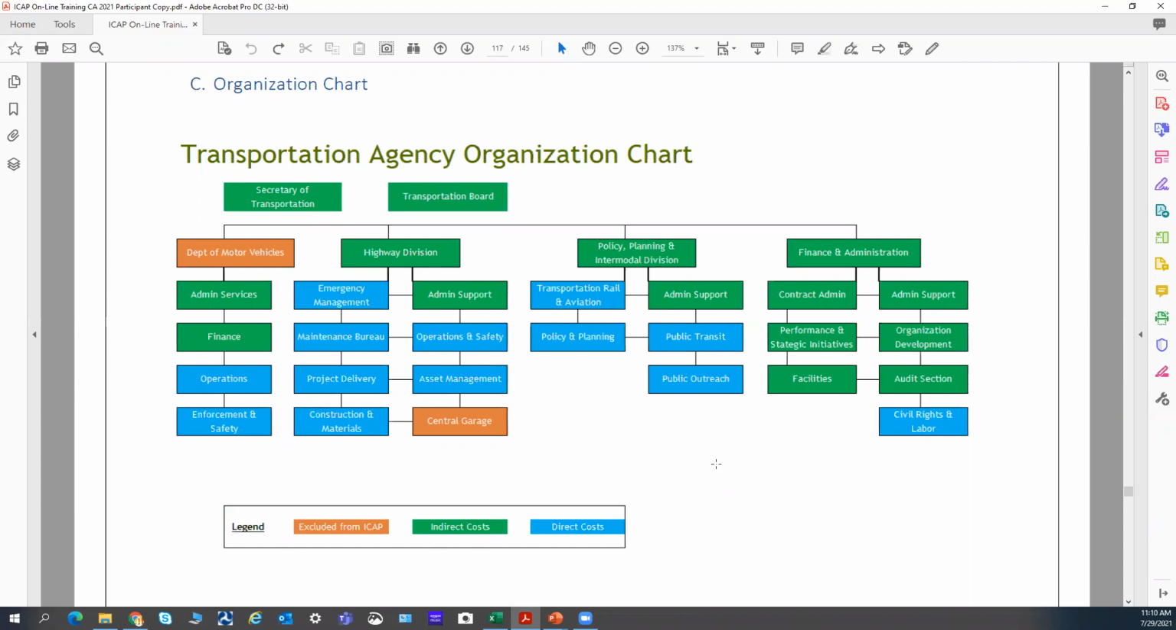Same with the central garage. So this is kind of neat because once you get into the workbook and you start looking at the supporting documentation and the numbers for all of these, you start to recognize these various departments as being direct cost departments or indirect cost departments.